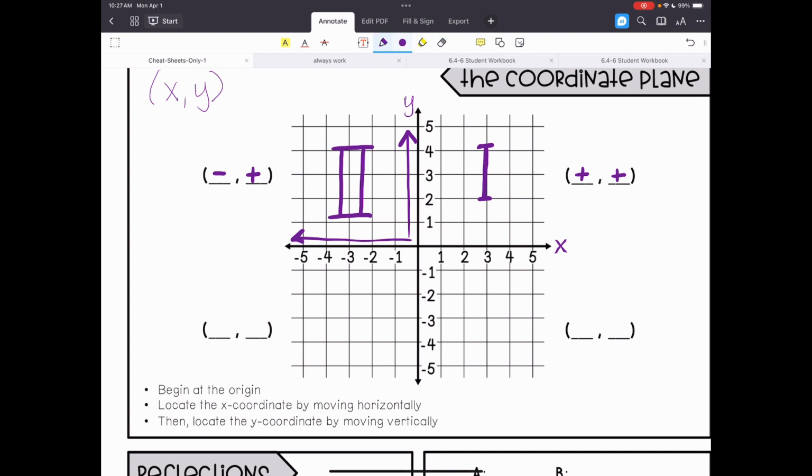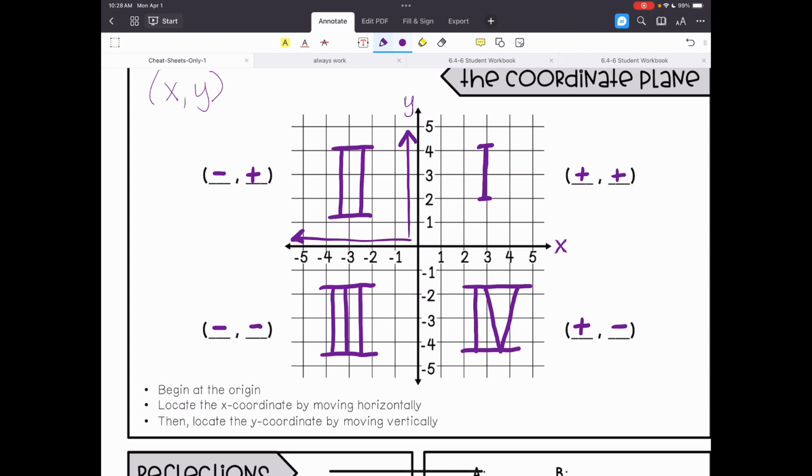The next one is our third quadrant. We make 3 lines and connect them up at the top. That's our third quadrant, and these are both negative. You go to the left and you go down to plot the point for that one. Our last one is our fourth quadrant. That's signified with a line and then a V. Our x value is positive because it goes to the right, and our y value is negative because it goes down.